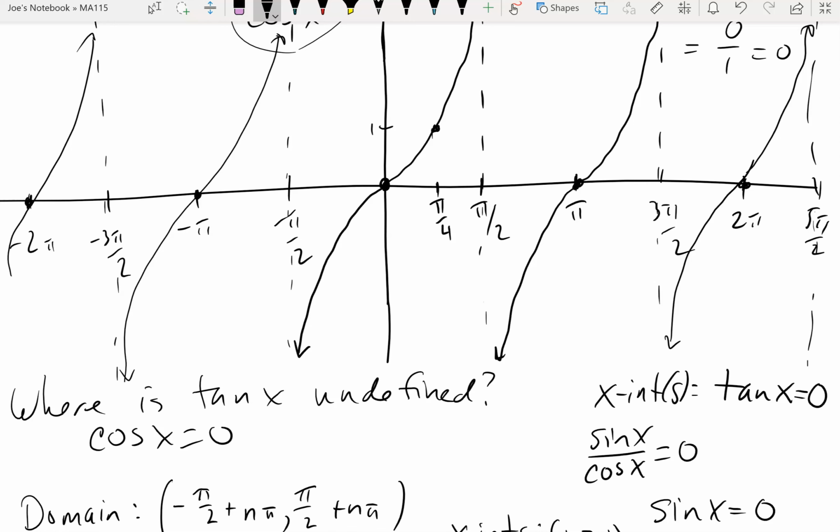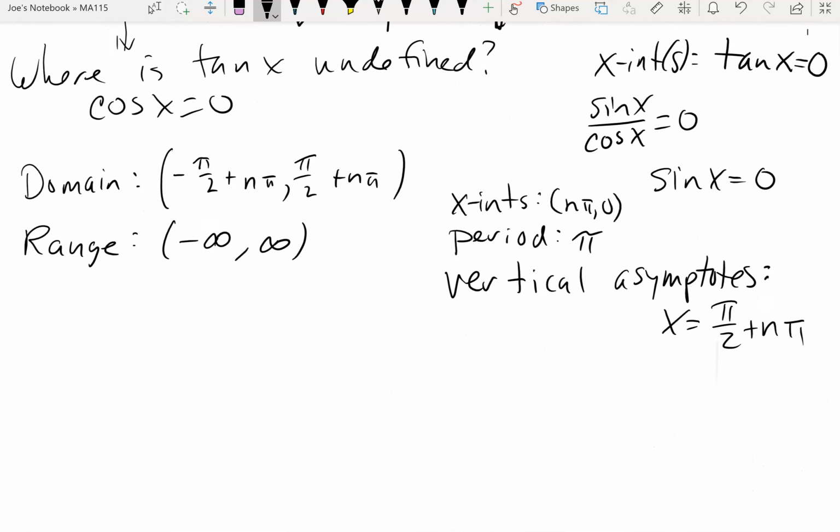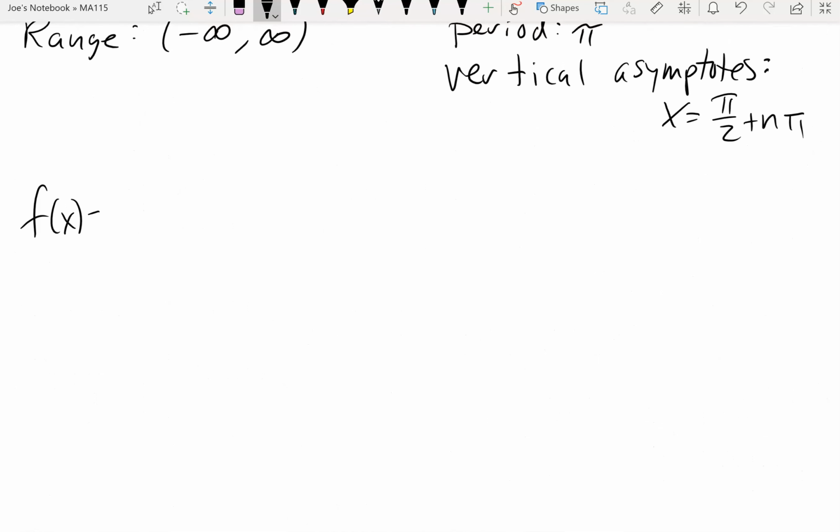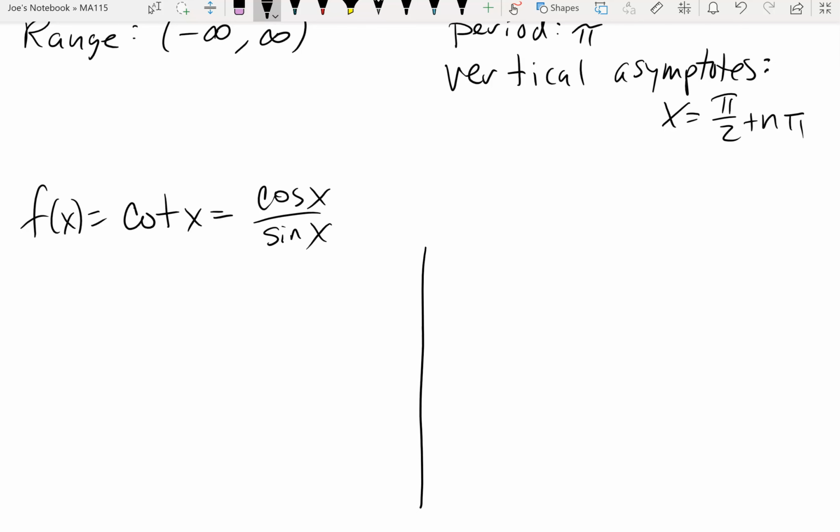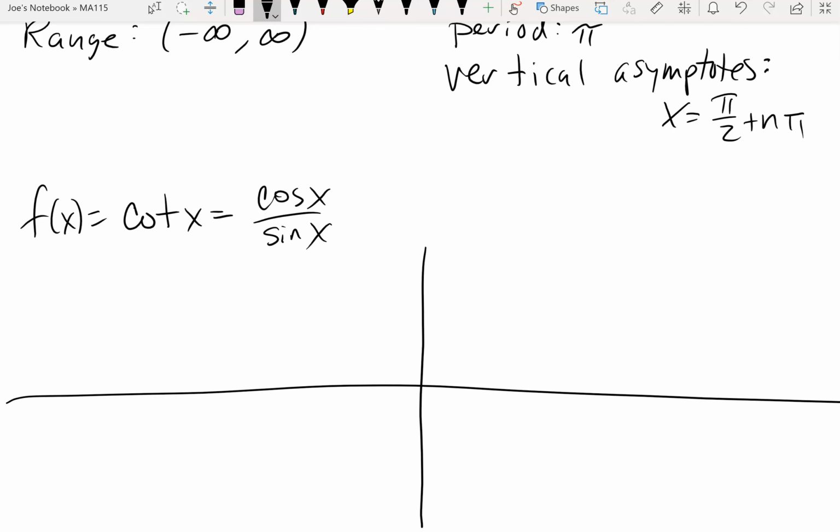All right, well, let's flip over, pun intended, let's flip over to cotangent. In terms of sine and cosine, what's cotangent equal to? Cosine x over sine x, good. So, thinking about this in the same way as we thought about tangent, let's think about zeros and think about asymptotes.